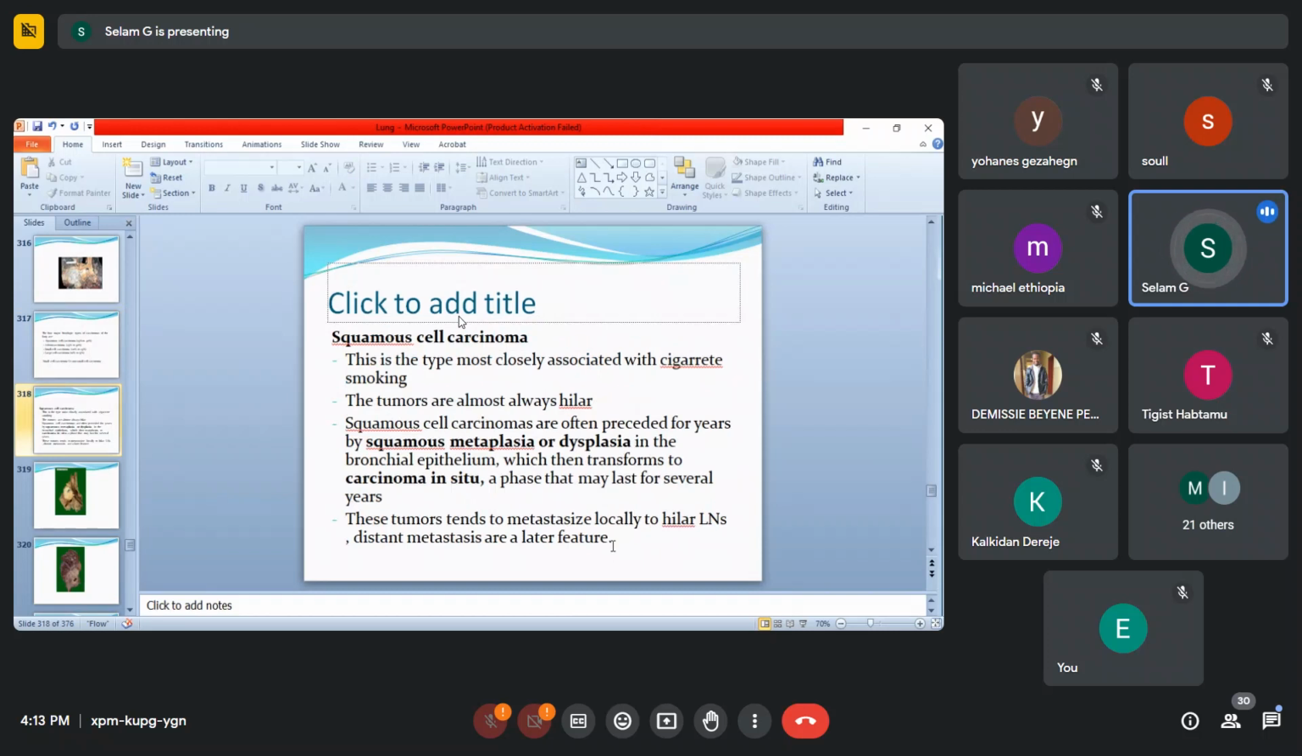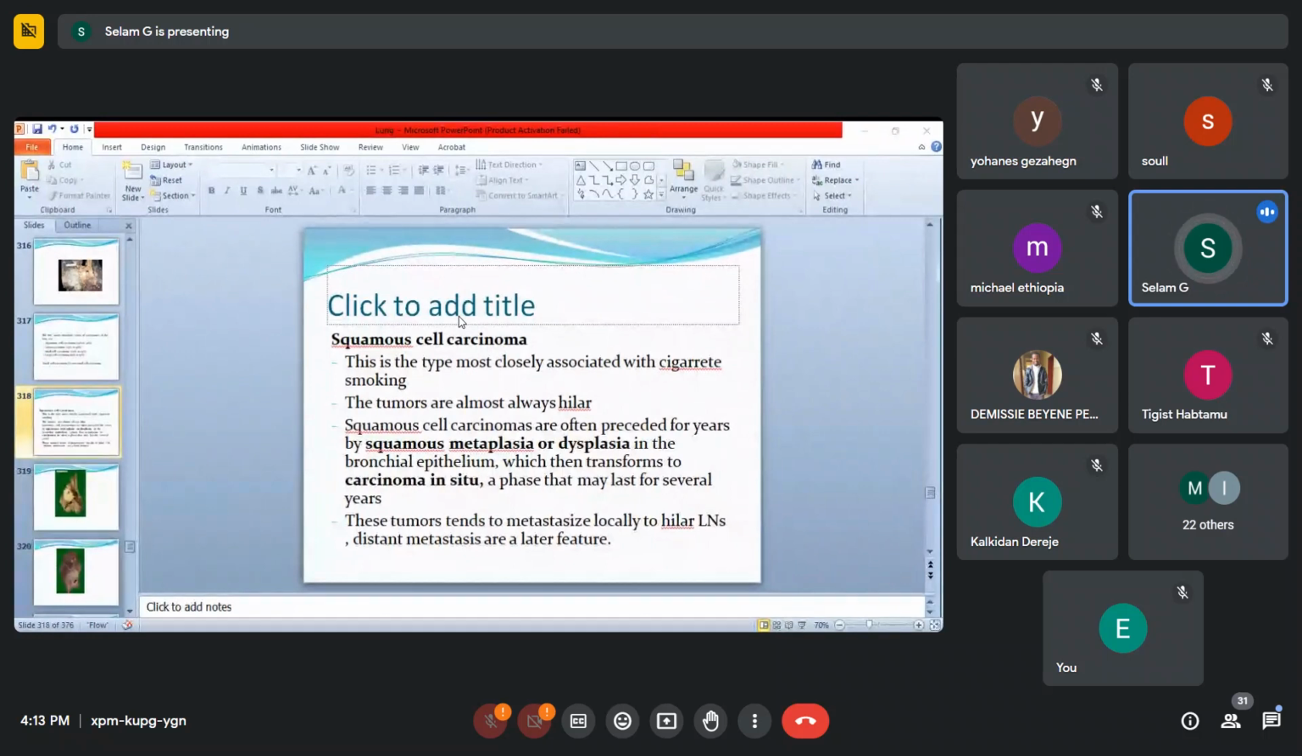So squamous cell carcinoma, this is the type most closely associated with cigarette smoking, and the tumors are almost always hilar, or proximal. Squamous cell carcinomas are often preceded for many years by squamous metaplasia or dysplasia in the bronchial epithelium, which then transforms to carcinoma in situ, a phase that may last for several years. And this tumor tends to metastasize locally to hilar lymph nodes. Distant metastases are a later feature in squamous cell carcinoma of the lung.